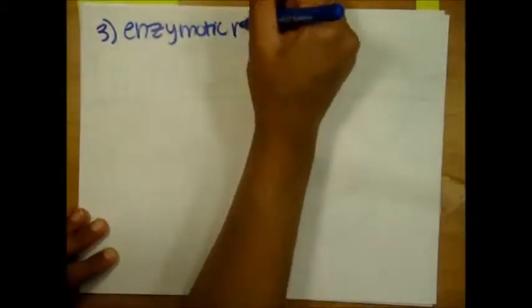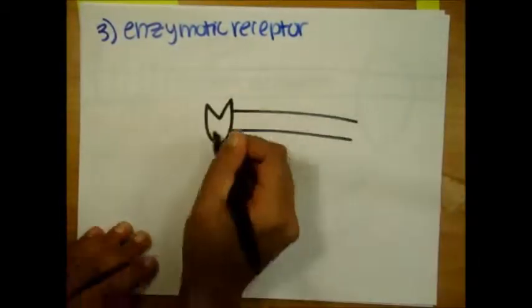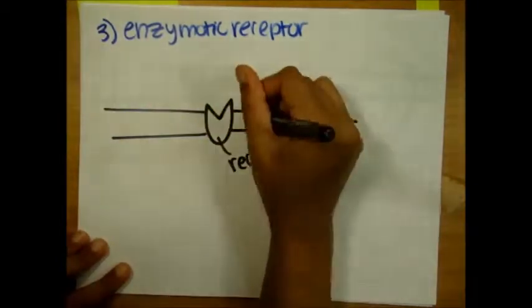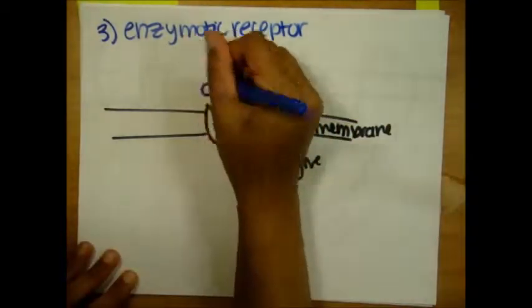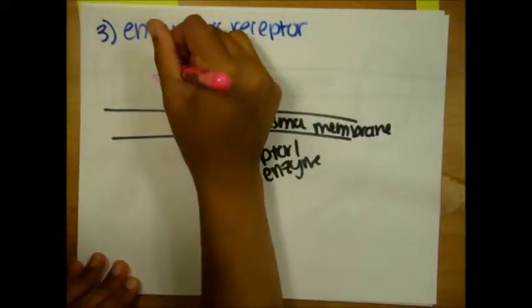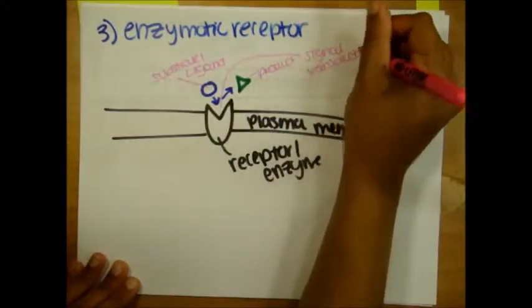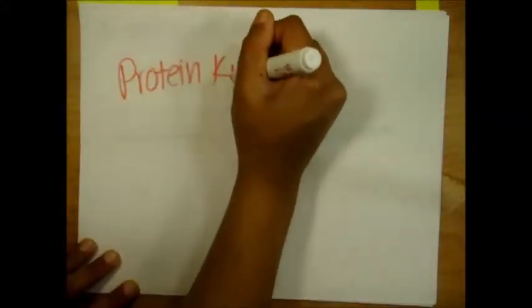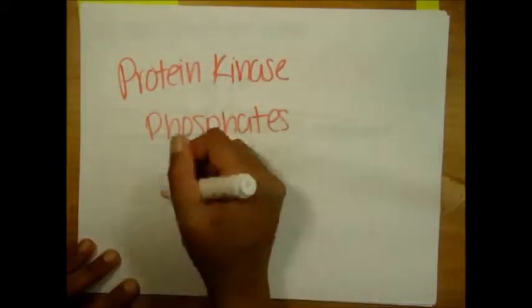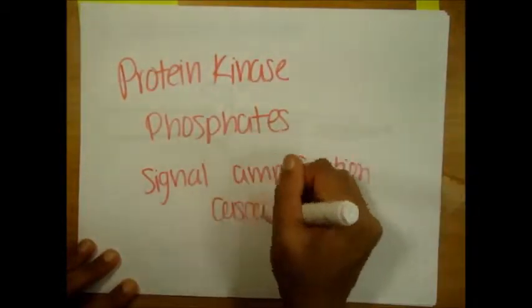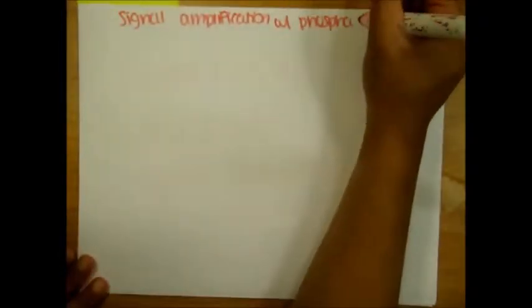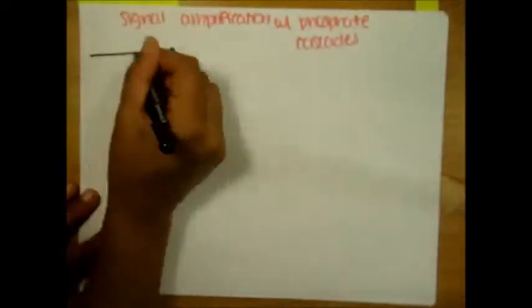An enzymatic receptor is a transmembrane protein where the binding of an extracellular ligand causes enzymatic activity in the protein, producing a product, which is a cellular response. Phosphates play a role in signal amplification. Protein kinase is an enzyme that adds phosphate groups to proteins from ATP. Phosphatases are proteins that remove phosphate groups from proteins.